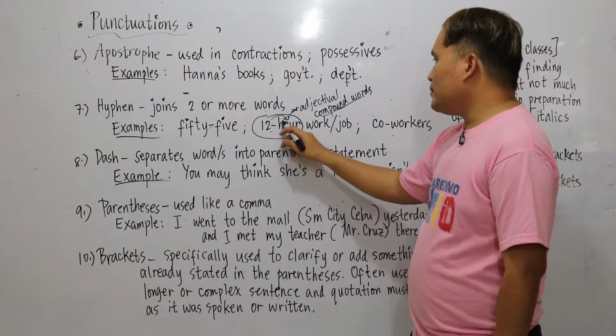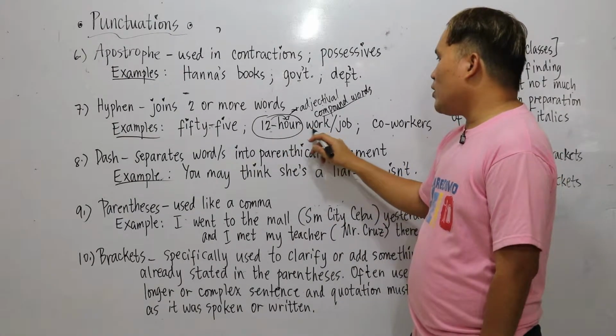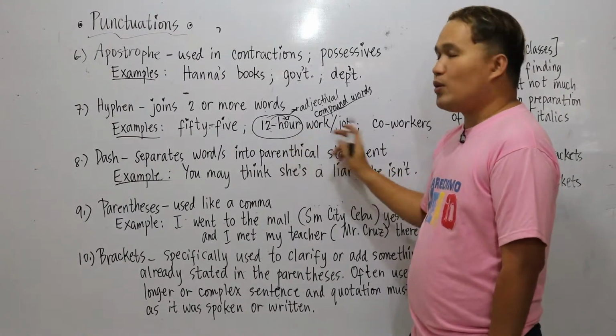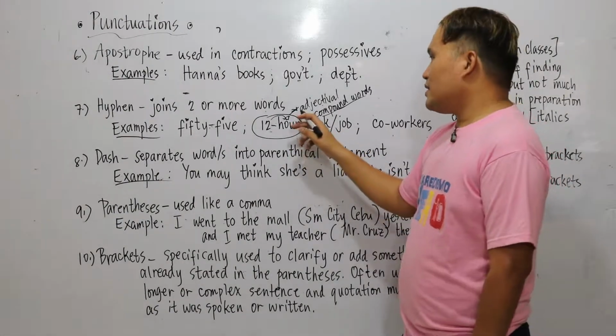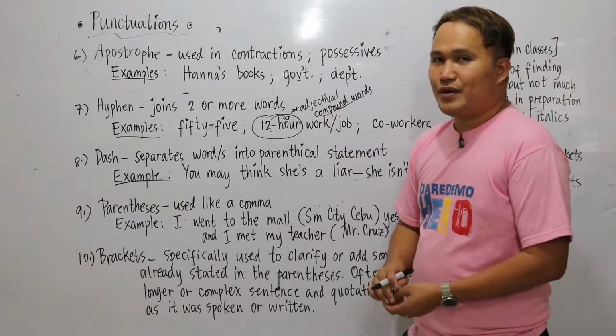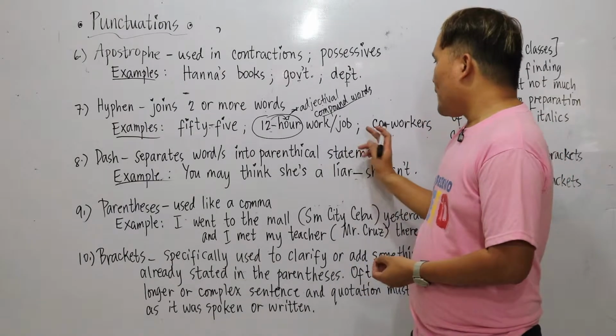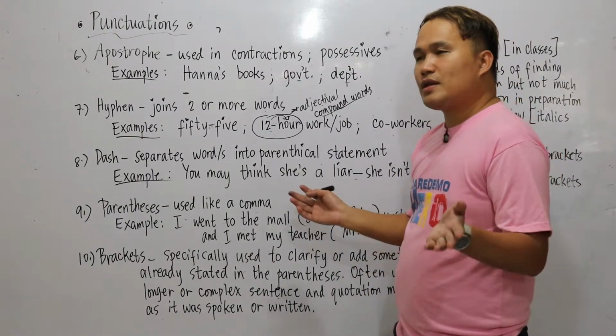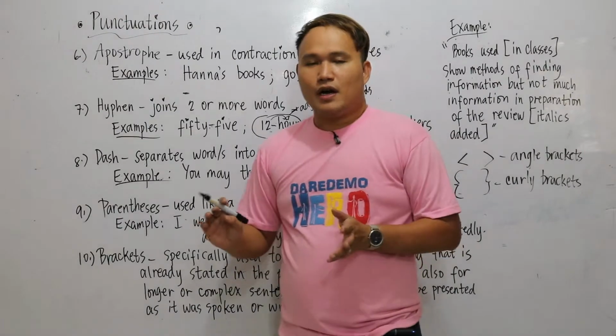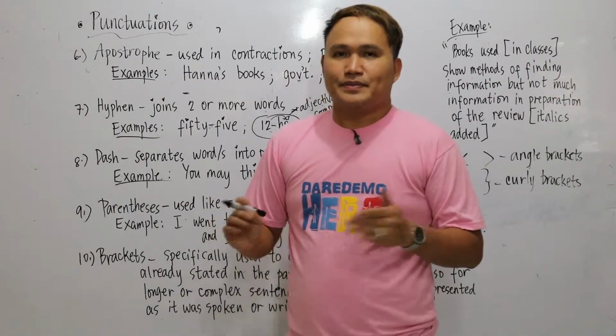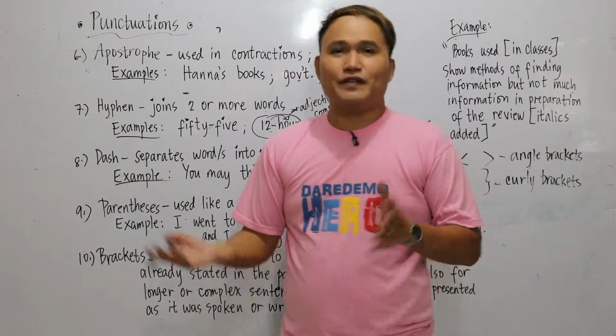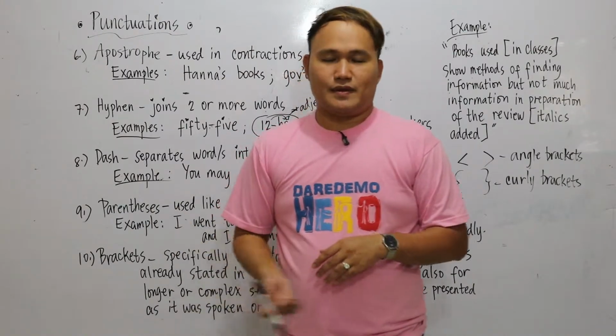This also modifies what kind of, how many hours does he work. It's a 12-hour work, a 12-hour job. This is why it's called adjectival compound words. Okay. Co-workers, of course, common knowledge. Co-workers is also known as your office mates or your workmates.